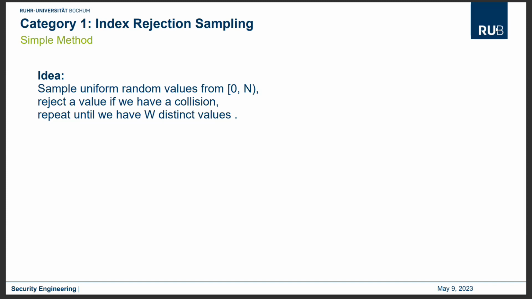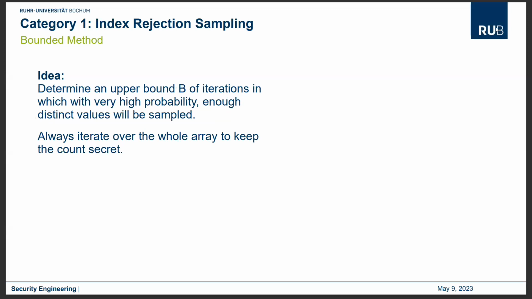But we can transform this method to make it seed secure, and we call this a bounded method. What we do here is determine an upper bound B of iterations in which, with very high probability, enough distinct values will be sampled. Then we always do exactly these B iterations. And for each value, we always iterate over our whole index array to keep the current count secret. Of course, this adds some overhead, so this method only makes sense in a scenario where we require this seed security.